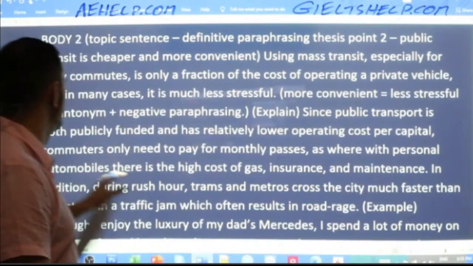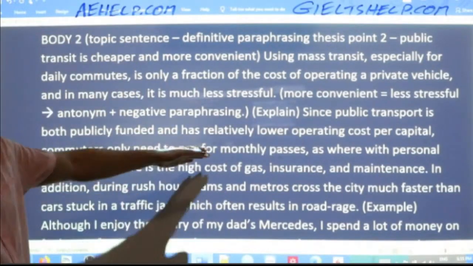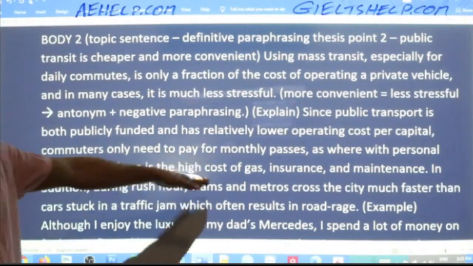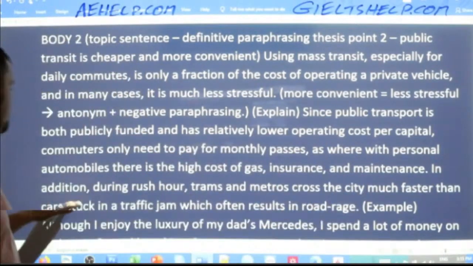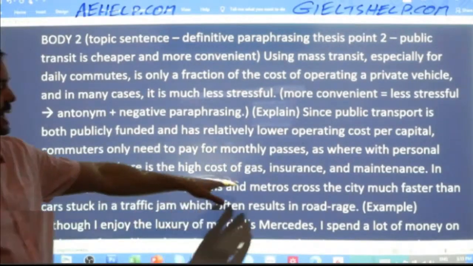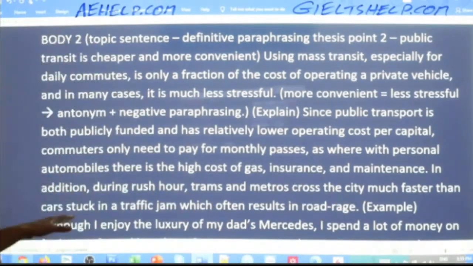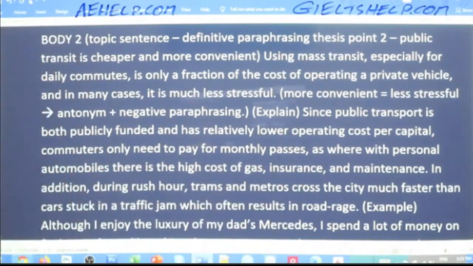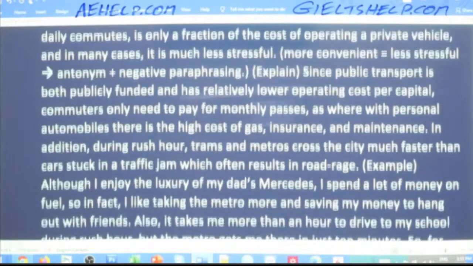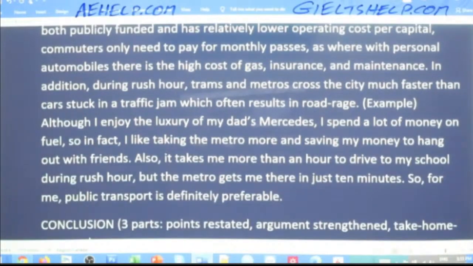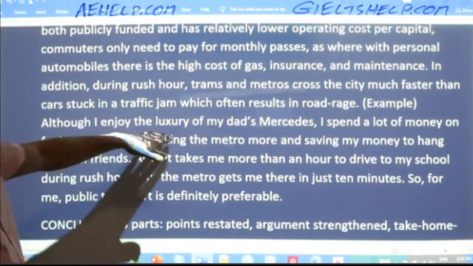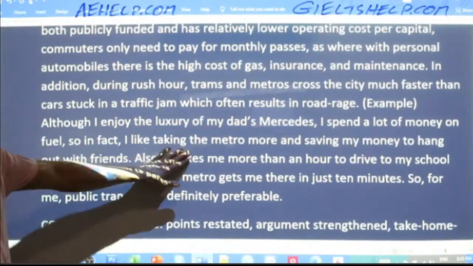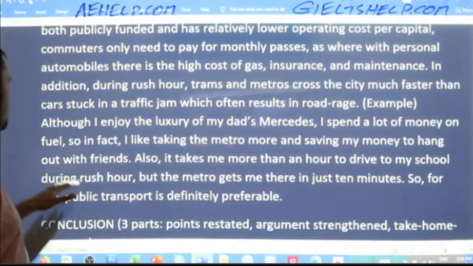Since public transport is both publicly funded and has relatively lower operating costs per capita, commuters only need to pay for monthly passes, whereas with personal automobiles, there's the high cost of gas, insurance, and maintenance. In addition, during rush hour, trams and metros cross the city much faster than cars stuck in a traffic jam, which often results in road rage. Although I enjoy the luxury of my dad's Mercedes, I spend a lot of money on fuel. So in fact, I like taking the metro more and saving my money to hang out with friends.